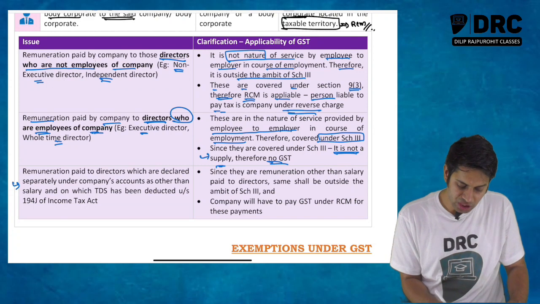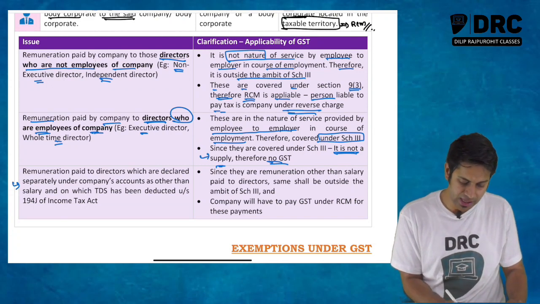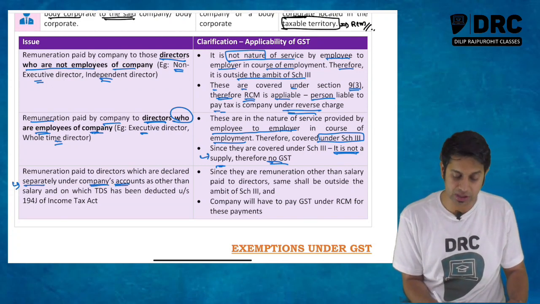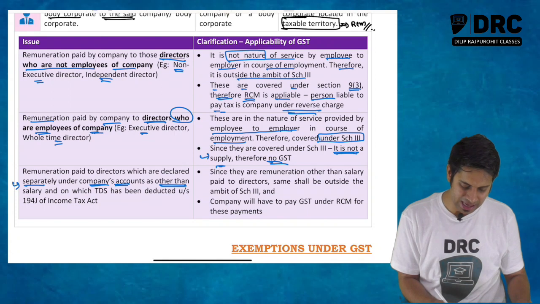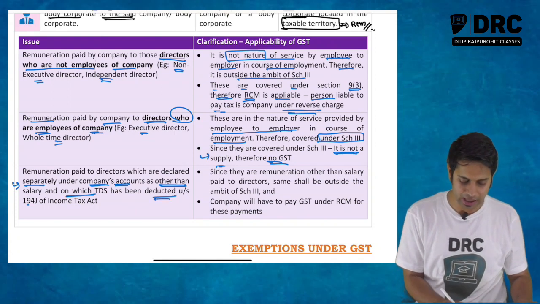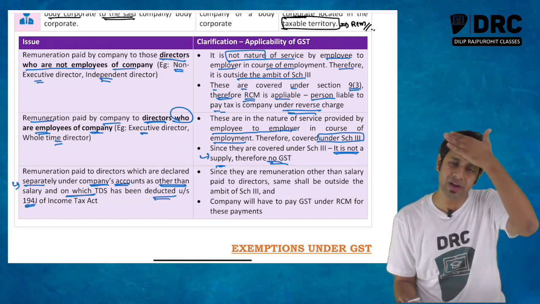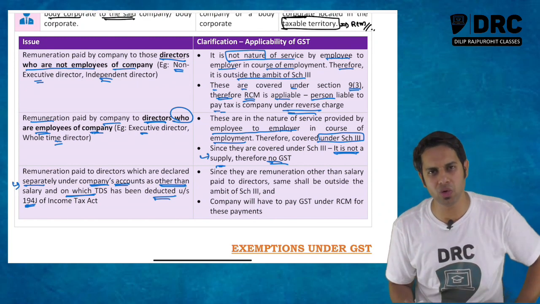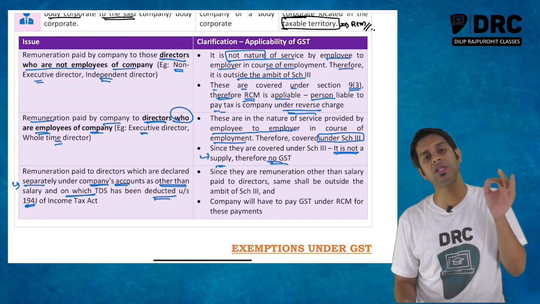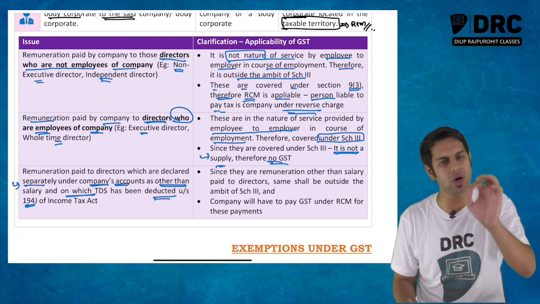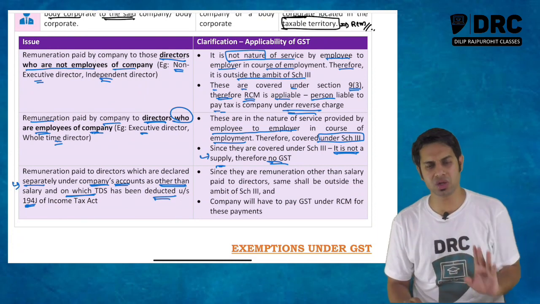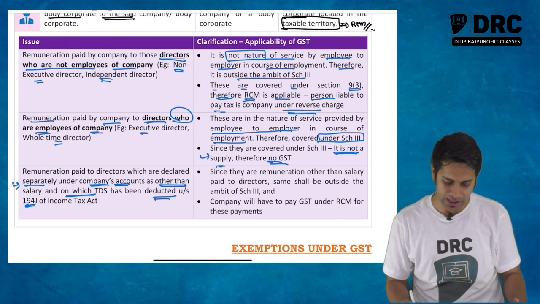Then remuneration paid to the directors which is declared separately in the company's books of accounts, disclosed as other than salary, and you are deducting TDS under 194J. If you are paying any remuneration to your director, disclosing the same amount in 194J, not disclosing it in your salary head, and deducting the TDS under 194J.